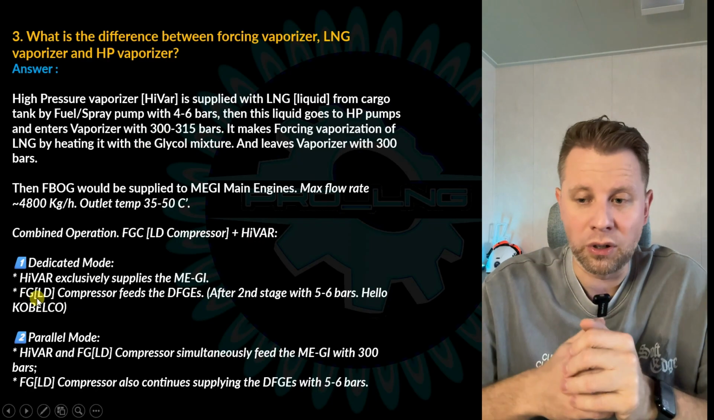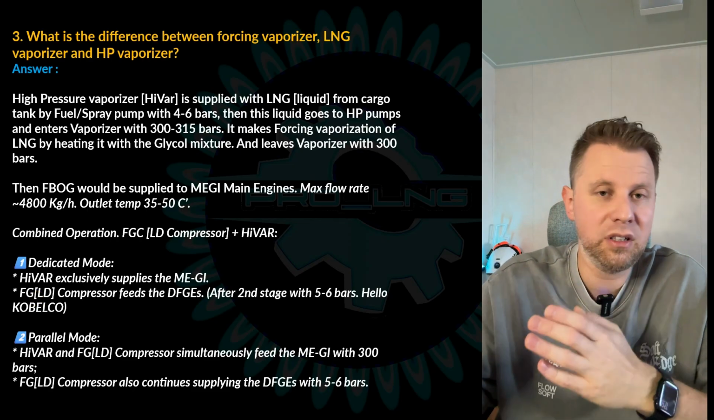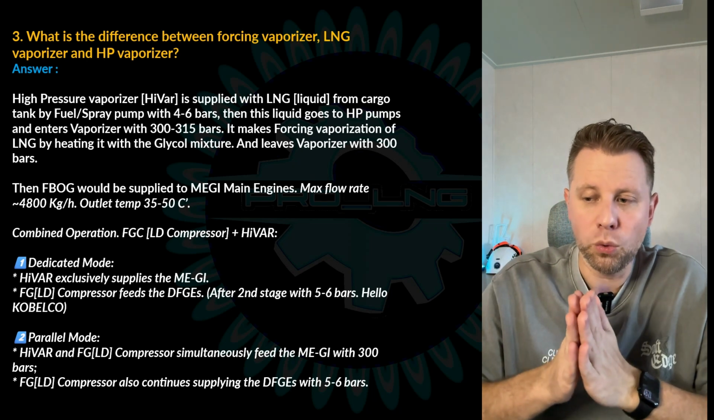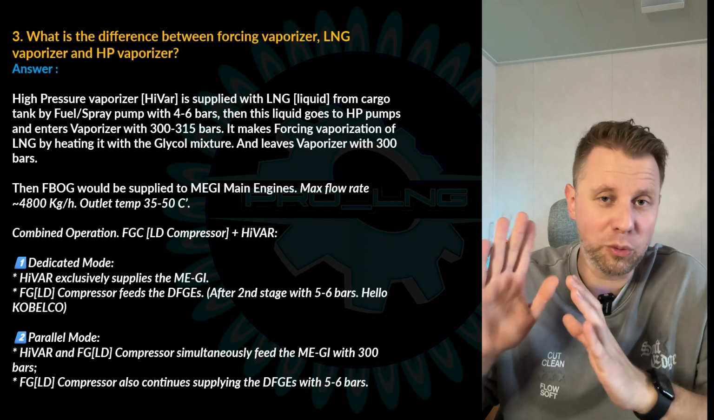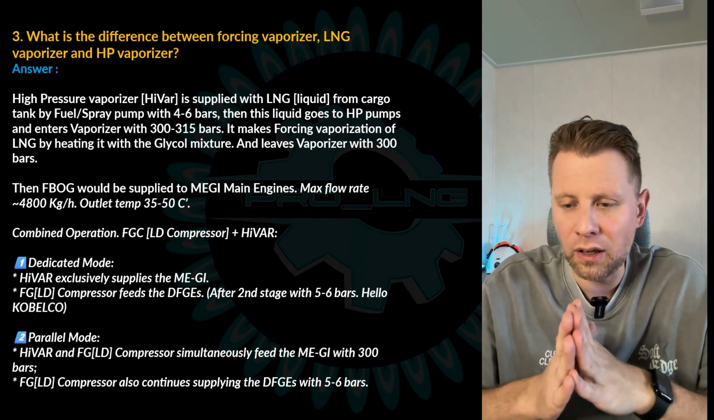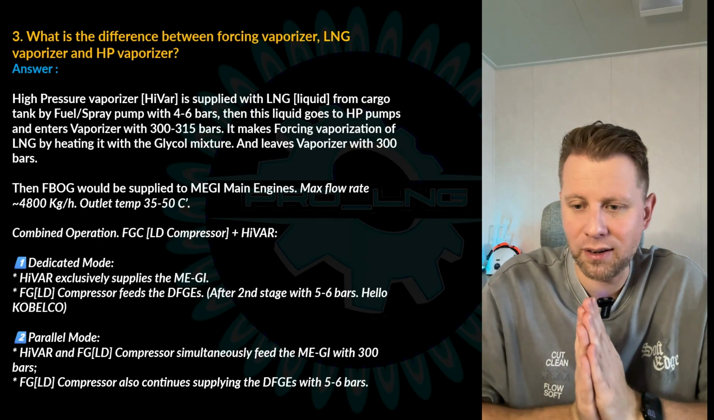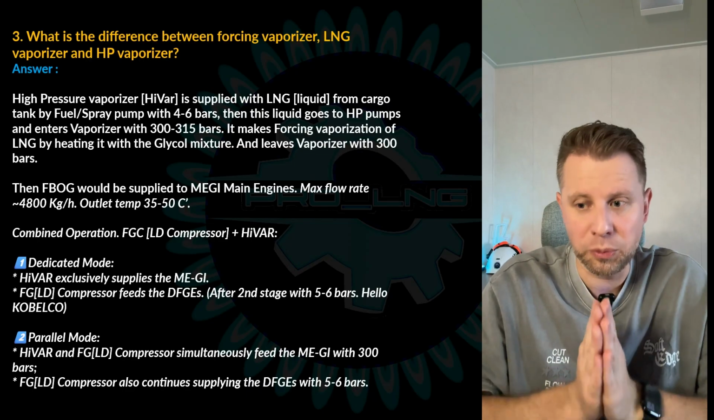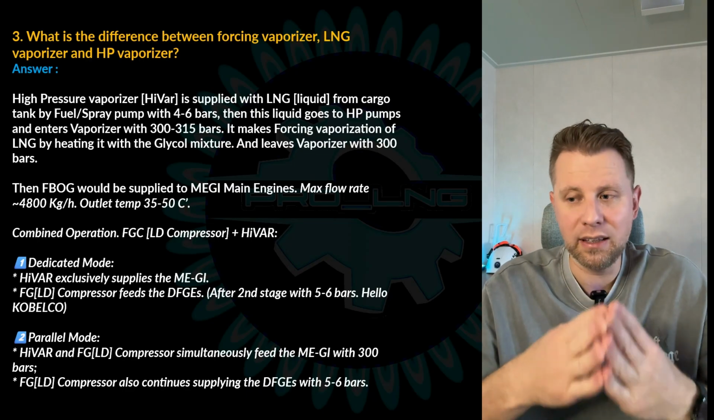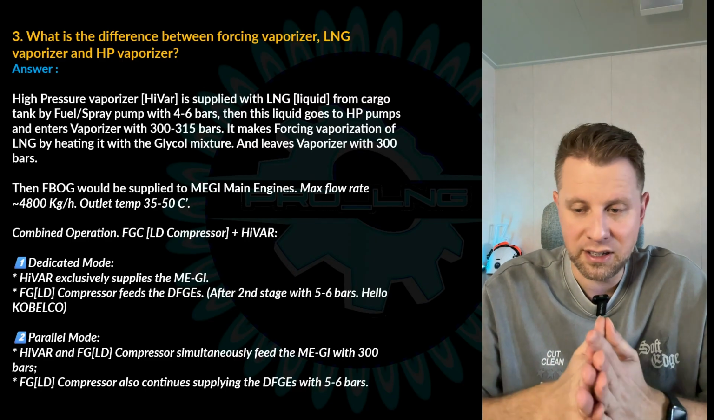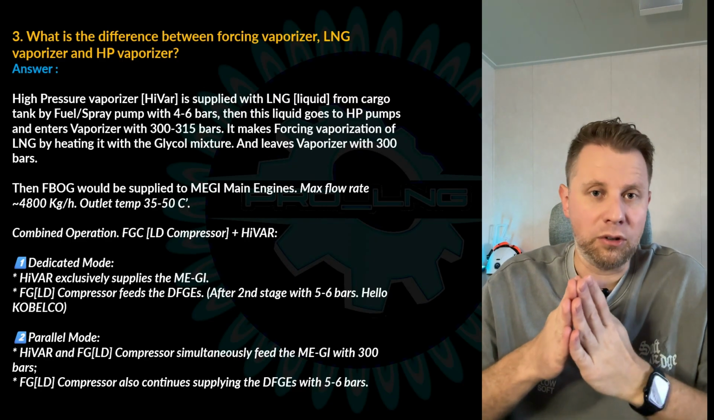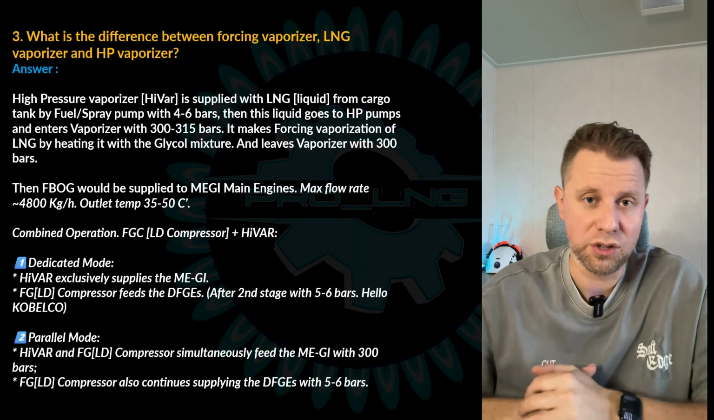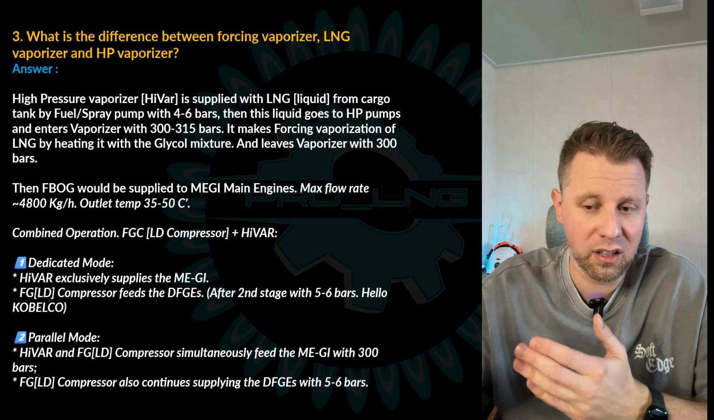And our LD or fuel gas compressors feed only dual fuel generator engines after the second stage with 5 and 6 bars, Hamworthy Burckhardt compressors. Could also be Burkhardt, it depends on the maker. And the parallel mode. In parallel mode, high VAR and LD compressors simultaneously feed MAGI with 300 bars of gas, and the compressor can also supply our generators with 5 and 6 bars after the second stage. So this is how it works. Dedicated mode, parallel mode.